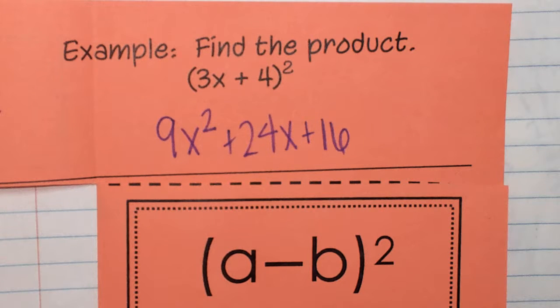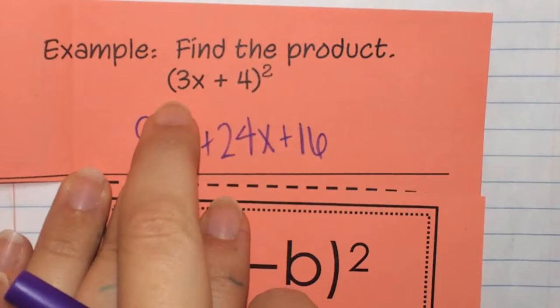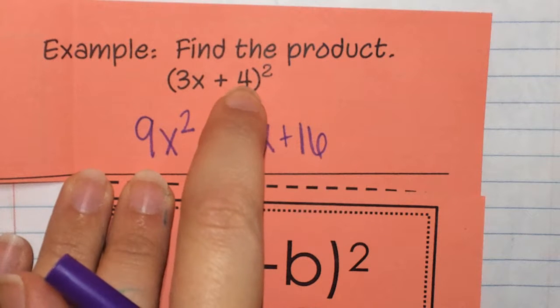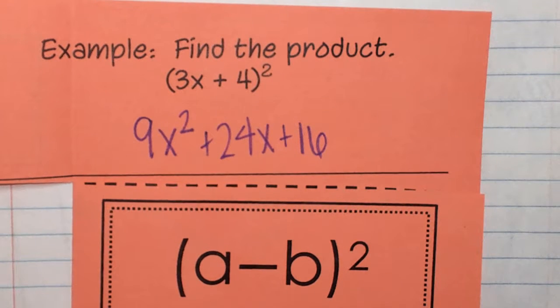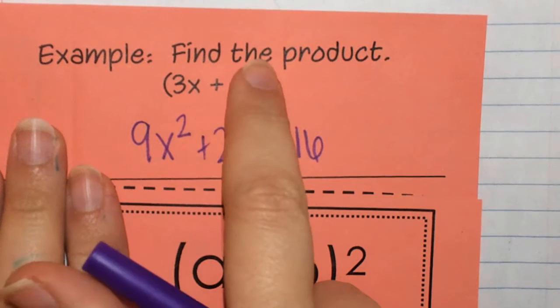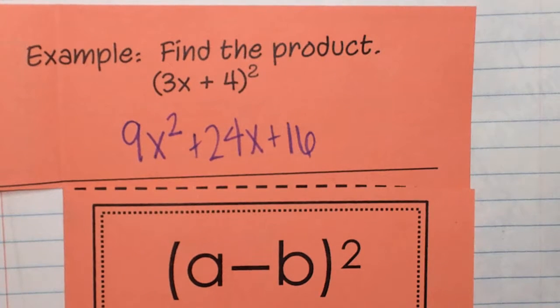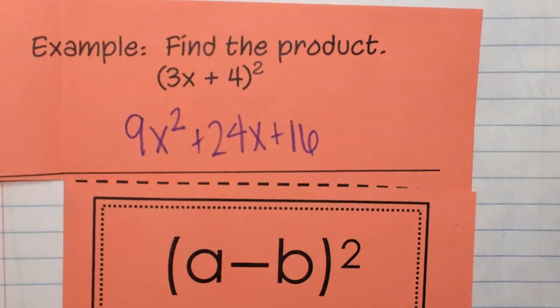Where'd you get 24 from? Okay, step 2 is to multiply A times B, then times 2. So we said 3x times 4, which was 12x. Then we multiplied it by 2 and got 24x. And where'd you get the 16 from? Because we squared 4. 4 squared is 16. Okay? Because we squared 3. 3 squared is 9.